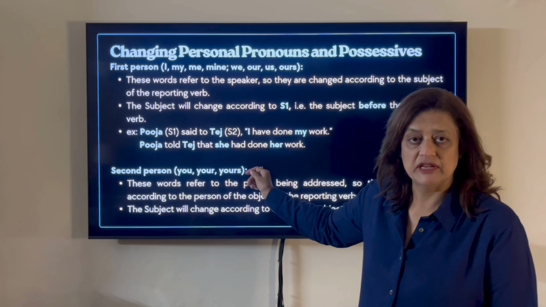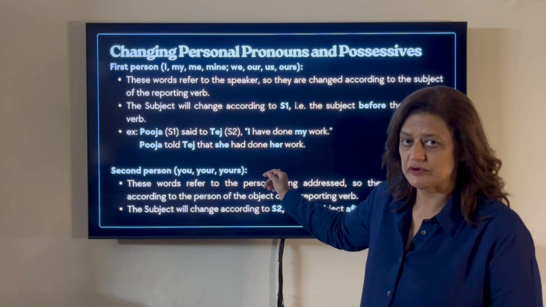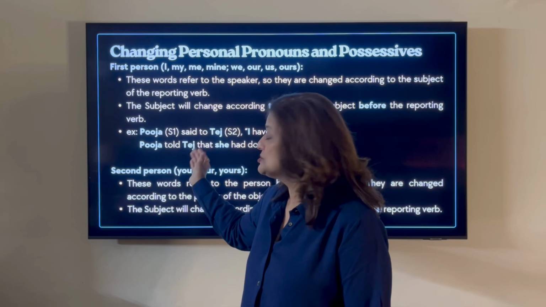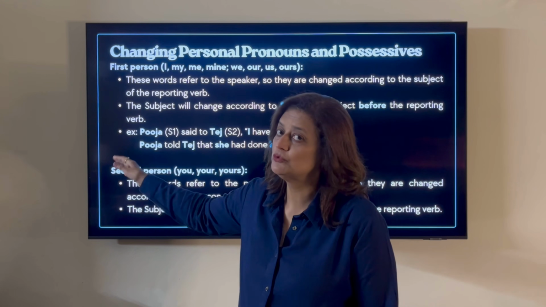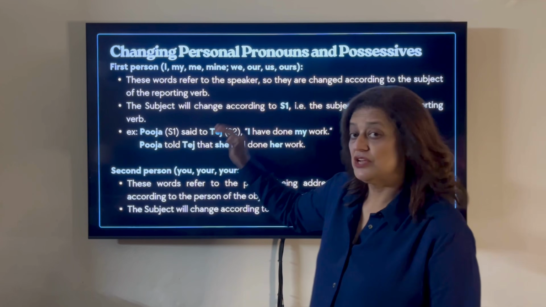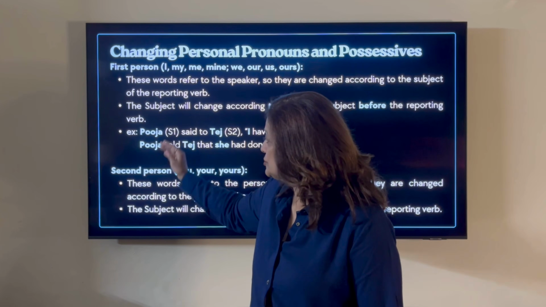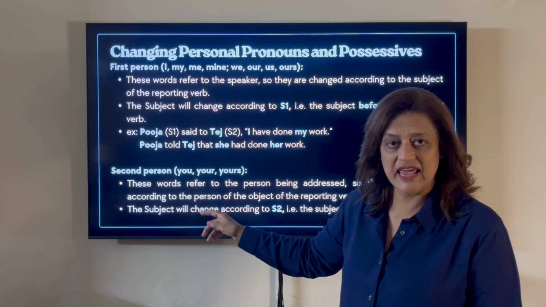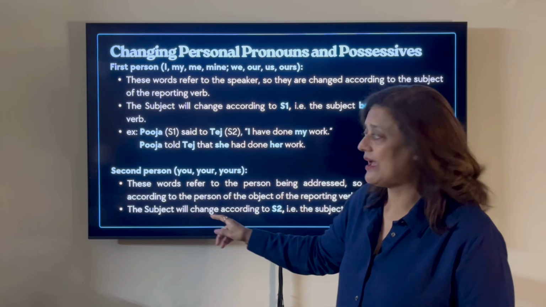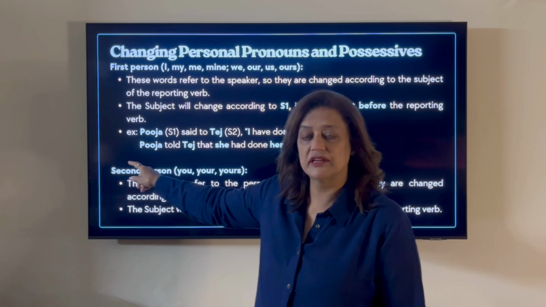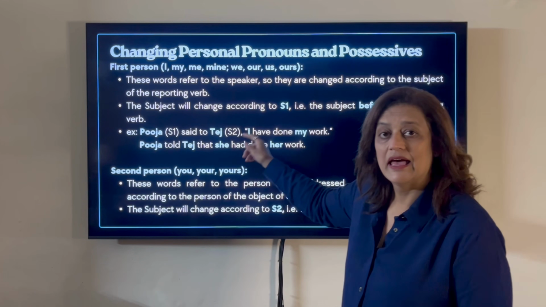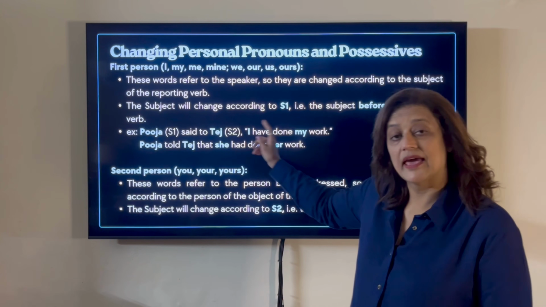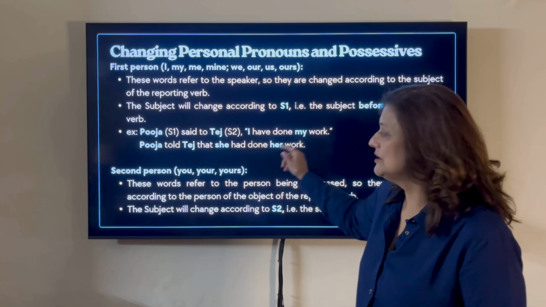Inside the reported speech, if the pronoun is in first person, it will change according to subject 1, which is before the reporting verb, that is Pooja. So when we change it into indirect, first step: said to will change to told. Tej, the conjunction that will be added. Now I is Pooja here, so it changes to she. The verb have will change to had: had done. My again will be according to Pooja, her.